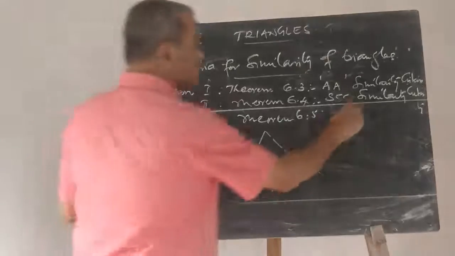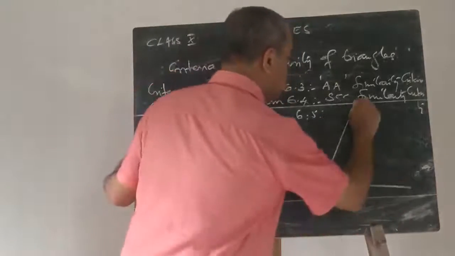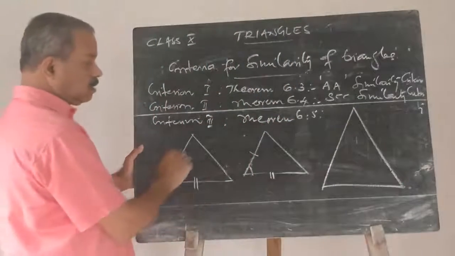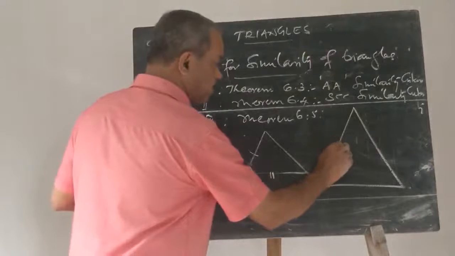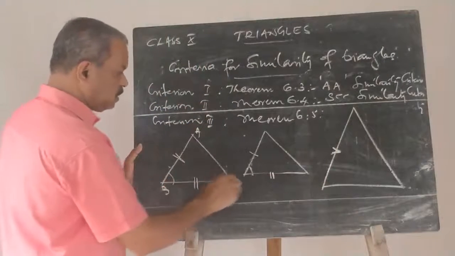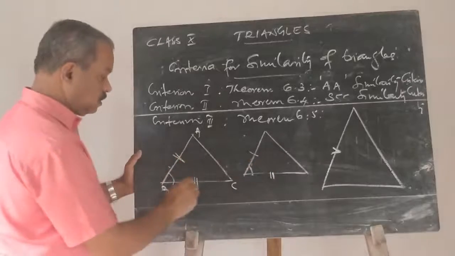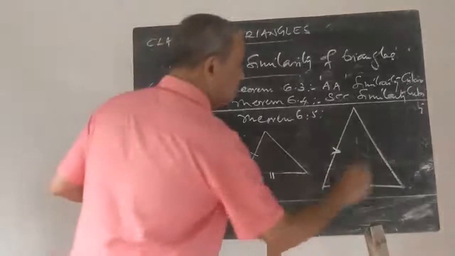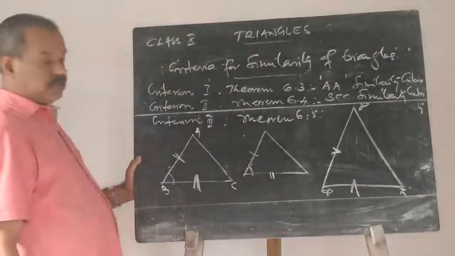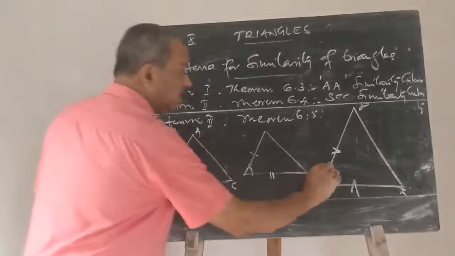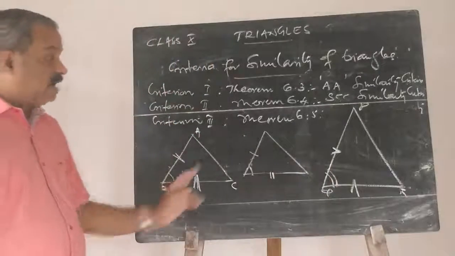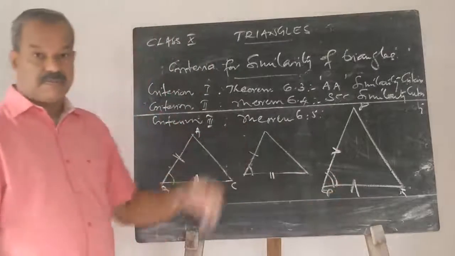Now, let us consider a different size triangle having the same property. Property means corresponding sides are proportional. These two sides of ABC are proportional to the corresponding two sides of PQR, and the corresponding included angles are equal. Angles are equal, sides are proportional.